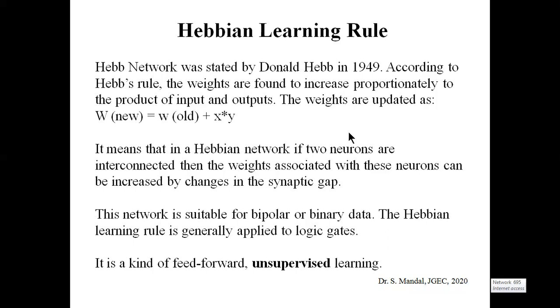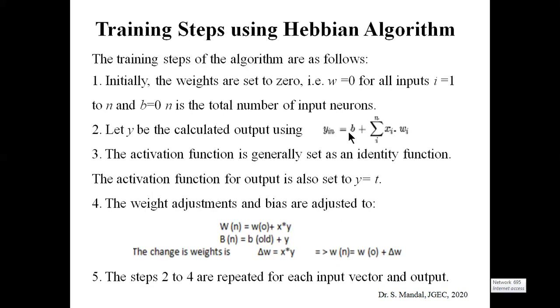Another important characteristic of the Hebbian learning rule is that it is a kind of feed forward unsupervised learning. As you already know from the definition, in supervised learning a teacher is present, which indicates what is error, which one is wrong and which one is right. But in unsupervised learning, there is no teacher. Here we can see how Hebb's rule will be implemented.